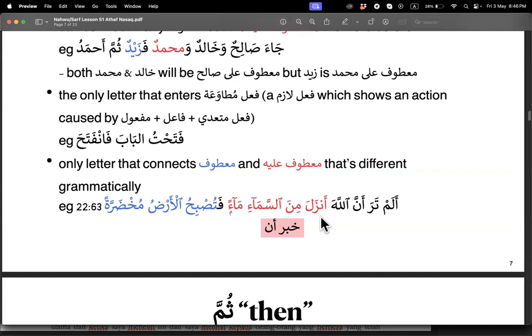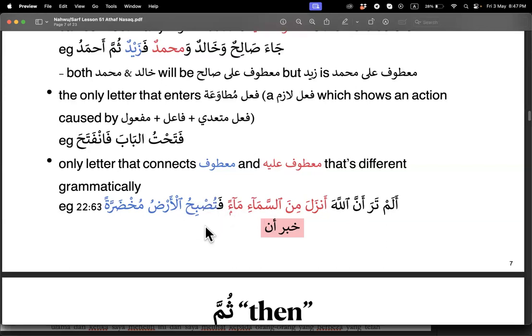So anzala is fi'il madi. What's our fa'il? Huwa, going back to who? Allah. Yes. Minas sama is jar wa majrur muta'alliq to anzala. Good. Ma'an is maf'ulun bihi of anzala. Very good. And then we have tusbihu.